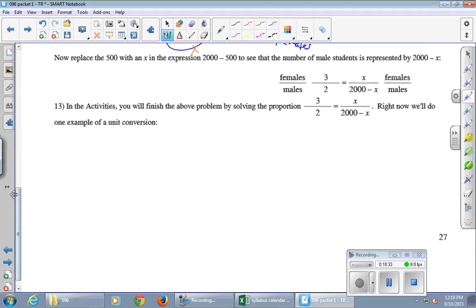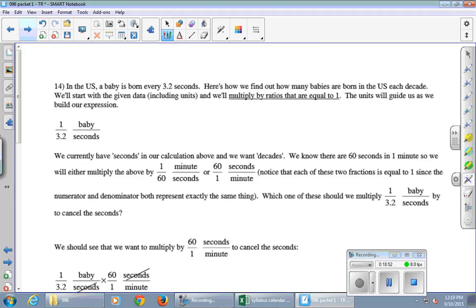Okay, so down here is the proportion that we just ended up with. Getting to that proportion is like half of the problem, and then solving it would be the other half. That's going to be the first thing you do in the activities, but there's one more thing I want to demo, so you're going to pause on that guy. And we're going to move on to the next page and try this problem about babies. And then you'll solve that proportion in just a few minutes.